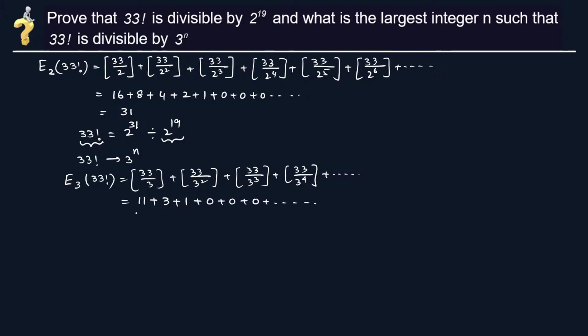Right? So 22. Therefore, in factorial 33, the exponent of the prime 3 is nothing but 22. Am I correct? So tell me, what is the largest integer n such that factorial 33 is divisible by 3 to the power n? Your n is nothing but 22 in this case. Is this problem clear to you?